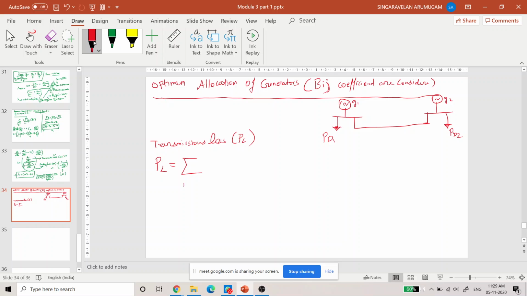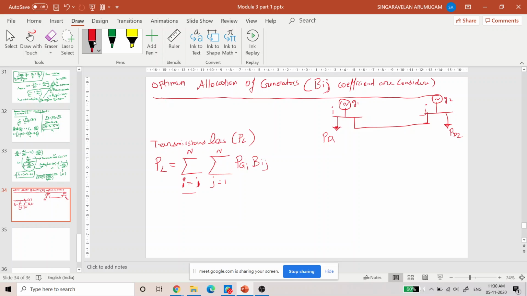So this transmission loss is nothing but the summation over I equal to 1 to N, this is numerical 1 and this is character I, and the summation over J equal to 1 to N, and then the power generated of this ith generator, because I will call this J. So this power generated because of this I, and then a new term I included, Bij.